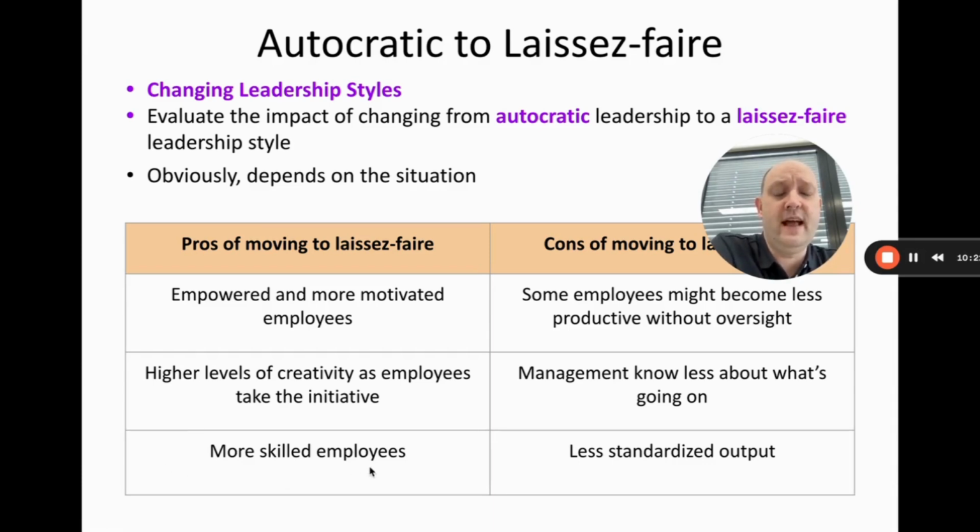And the reason for that is now employees are making decisions for themselves, they're managing their workload, they're choosing where to focus, and therefore it's developing those skills. Some cons may be some employees may become less productive, or you could say they become more lazy, or they do less work because they feel like managers are not watching them. And that's obviously a clear downside here.